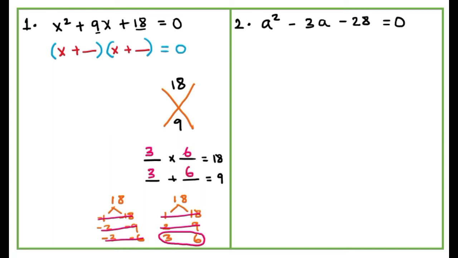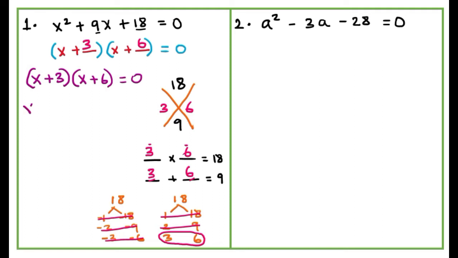You can see that 3 times 6 we get 18, and 3 plus 6 we get 9. So we have got 3 and 6. So this number is 3 and this number is 6. So when it is factored, we can see that we'll get x plus 3 into x plus 6 equals 0.